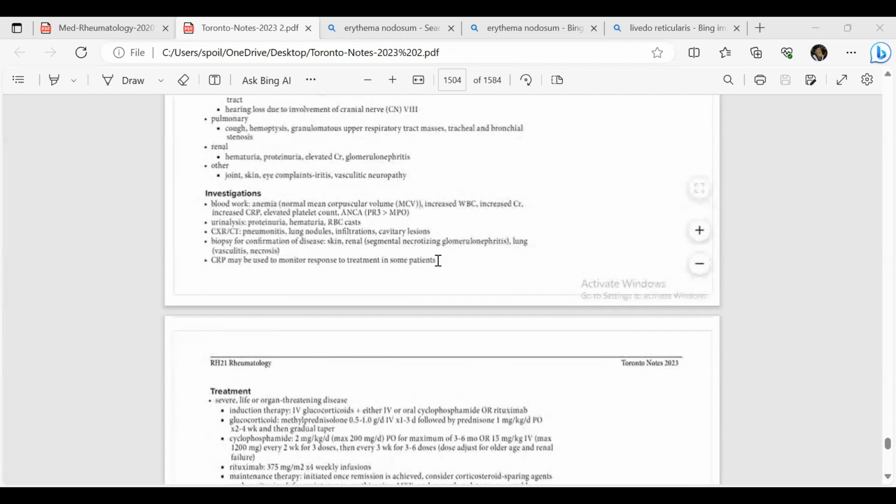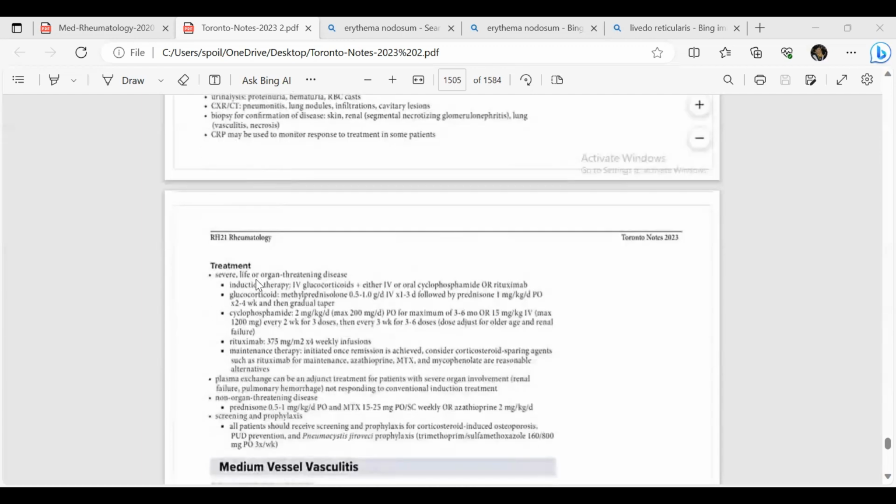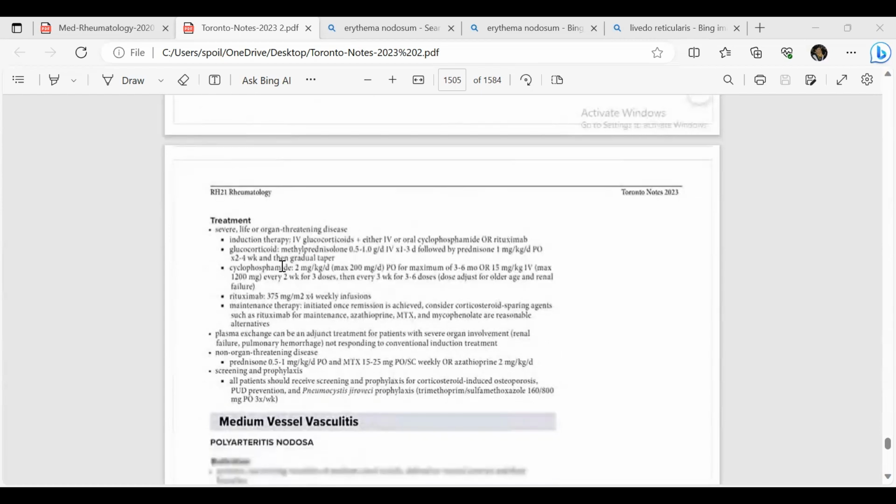So it is the blood work and everything, as it's involving everything. WBC will be raised, platelet count will be raised, ANCA will be seen, PR3, and urine proteinuria because kidneys are involved. Chest X-ray, either it's nodules or infiltrates. Biopsy: necrotizing glomerulonephritis, and in the lung it's vasculitis. And CRP to check the response of the treatment.